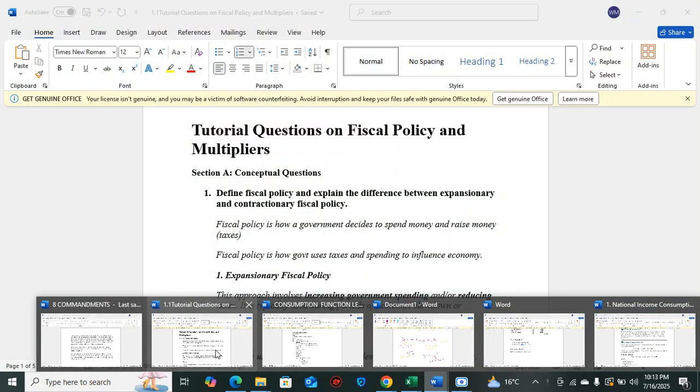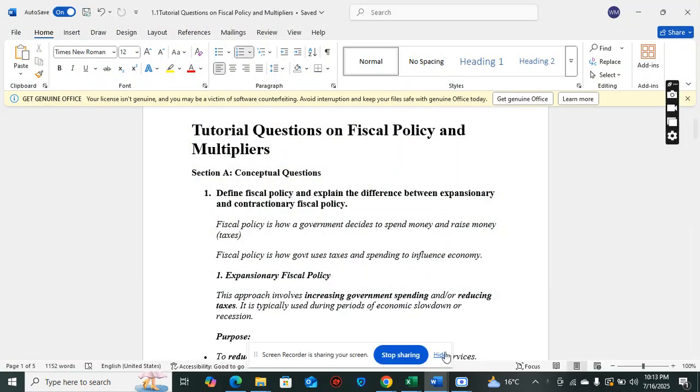So we're still looking at these tutorial questions which I prepared. Let me give you a run through of some of the questions we did earlier, last time, but I didn't record. The first question was to define fiscal policy and explain the difference between expansionary and contractionary fiscal policy. I've already defined fiscal policy: how government decides to spend money and raise that money. Or you can say fiscal policy is how government uses taxes and spending to influence the economy.